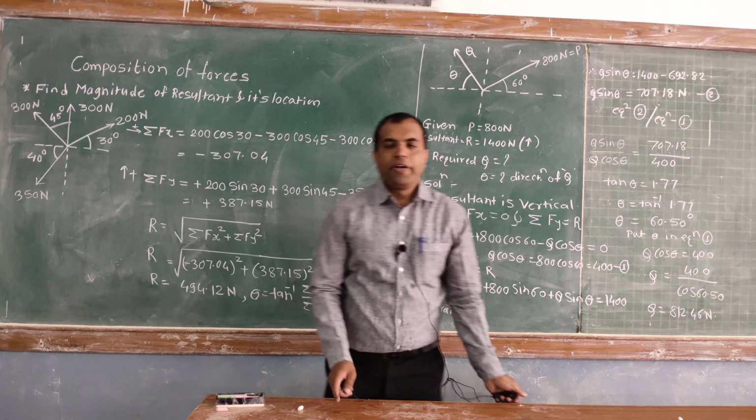Now come to the fourth force, 350 Newton, which makes an angle of 40 degrees with respect to the horizontal. Since the angle with respect to the horizontal is given, we can resolve this force into two components. The first component is horizontal, 350 cos 40 degrees. As it is in the third quadrant, it is minus, and the vertical component is again minus 350 sin 40 degrees. So both are minus components. Now what we have to do is add these forces in the x direction.